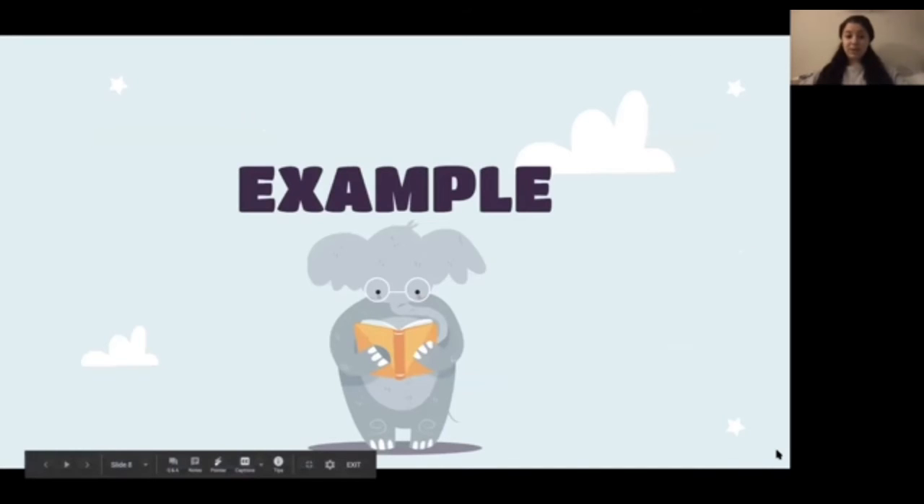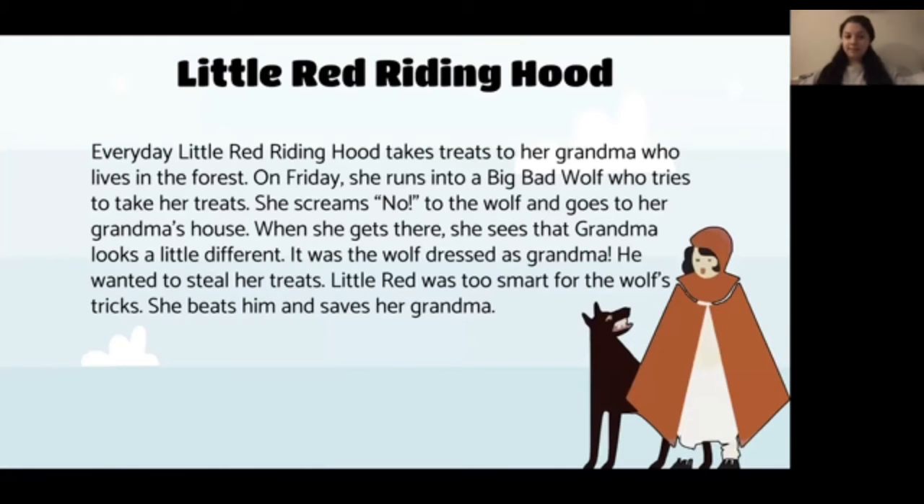Here's an example for you to try. Read the story of Little Red Riding Hood with me. Every day, Little Red Riding Hood takes treats to her grandma, who lives in the forest. On Friday, she runs into a big bad wolf, who tries to take her treats. She screams "no" to the wolf and goes to her grandma's house. When she gets there, she sees that her grandma looks a little different. It was the wolf dressed as her grandma. She wanted to steal her treats. Little Red was too smart for the wolf's tricks. She beats him and saves her grandma.